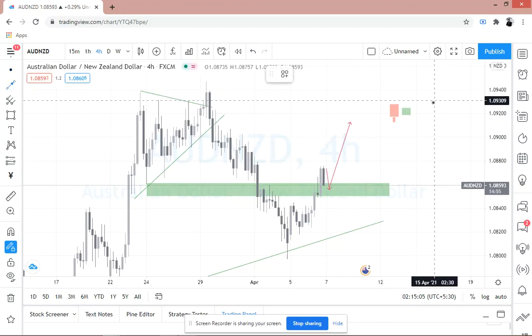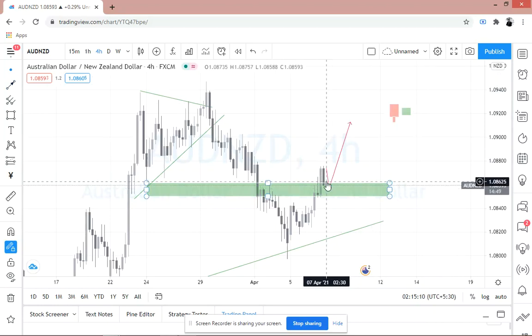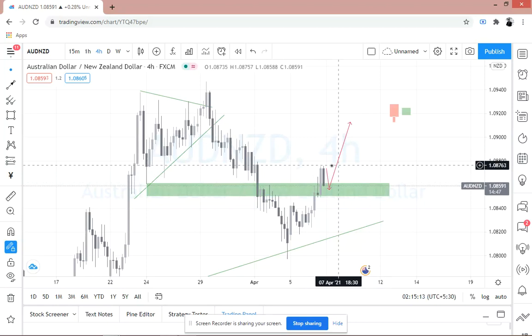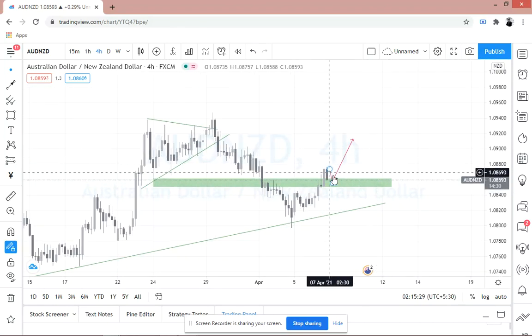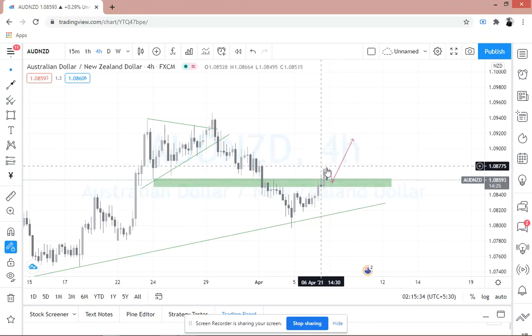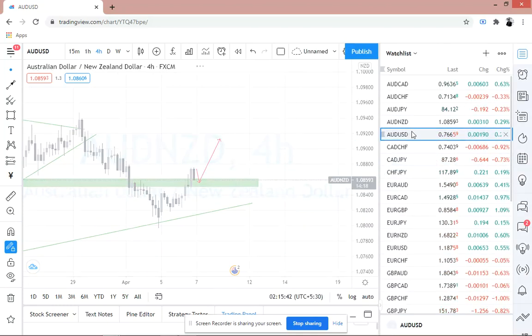So you can start buying. Don't buy once you see rejection. Don't buy immediately. Once you see rejection and the next candle is green, wait for the candle to close before you start buying. Most of the time the market will not give you what you want. A seller might still enter at this level. That's why I say wait for the rejection and the green candle before you start buying. That is how to stay profitable in the forex market.